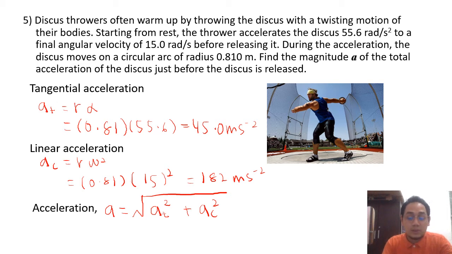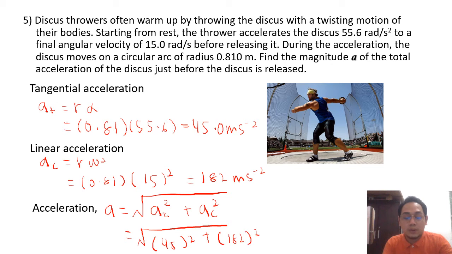Okay, so after we calculate both tangential acceleration and centripetal acceleration, we can substitute into the formula, and we will get the total acceleration will be the square root of 45 squared plus 182 squared, and the answer will be 187 m/s^-2. So this is the answer.